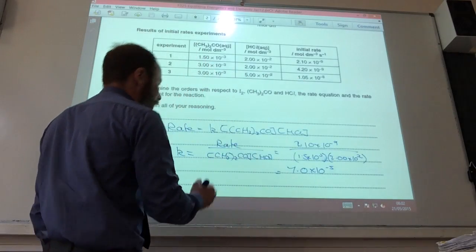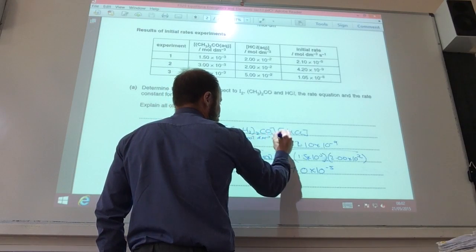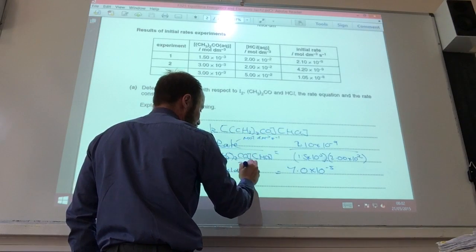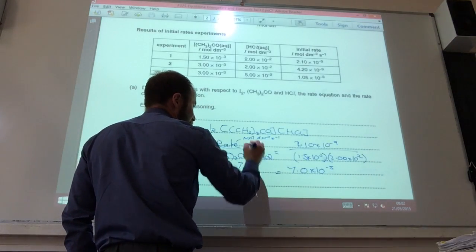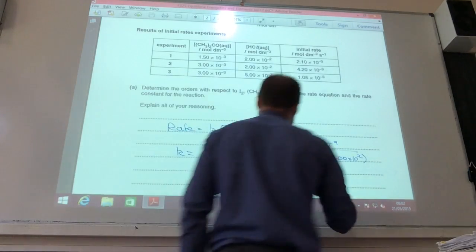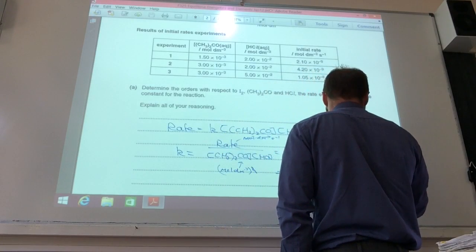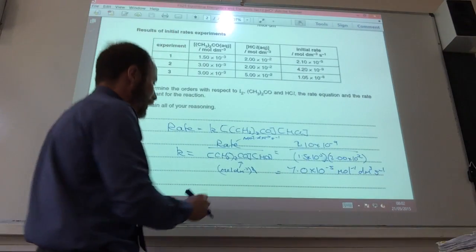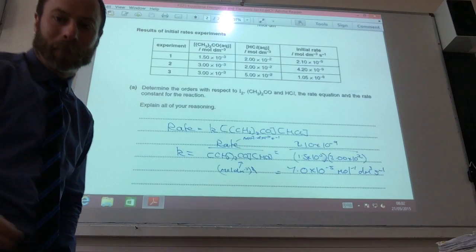Now units: rate is in moles per decimeter cubed per second. These are both in moles per decimeter cubed, so that's moles per decimeter cubed squared. One of those will cancel out, so the unit will actually be moles to the minus 1, decimeters cubed, seconds to the minus 1, because you're going to put those up top.